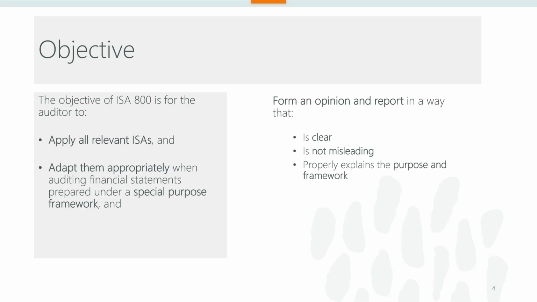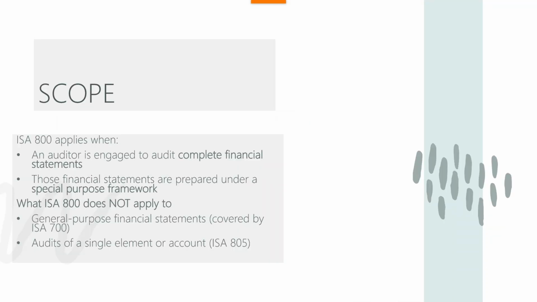And what is the scope of ISA 800? ISA 800 applies when an auditor is engaged to audit financial statements that are prepared using a specific purpose framework. ISA 800 does not apply to general purpose financial statements, which are covered by other ISAs, or to the audit of a single financial statement or element, which is covered by ISA 805. That is the main scope of ISA 800.